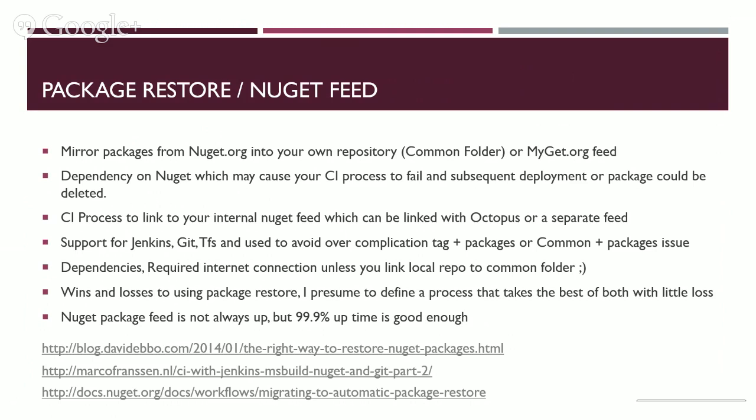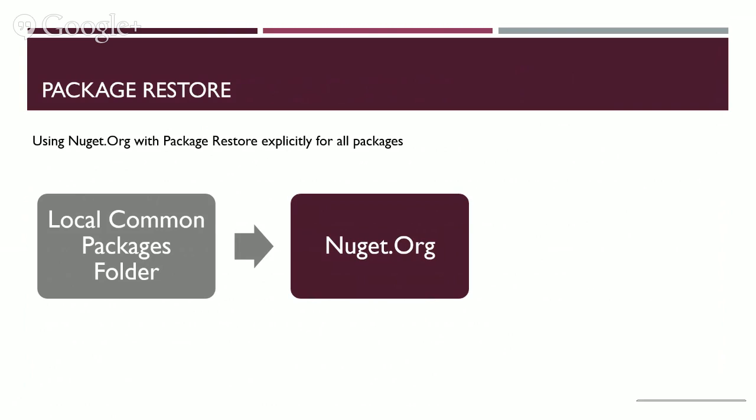And again, NuGet is 99.9%, but I've had it not be available for a while. So, examples of how to use package restore and CI.